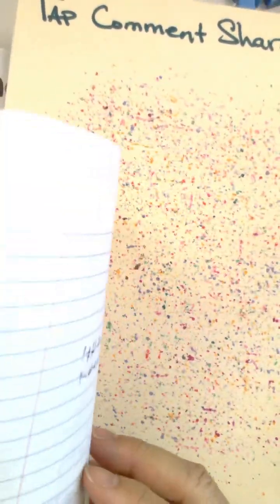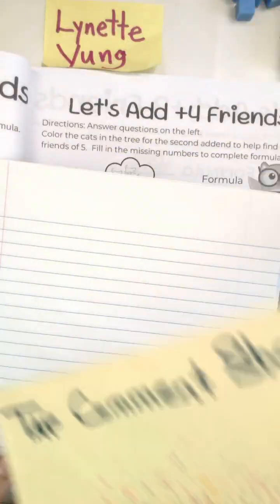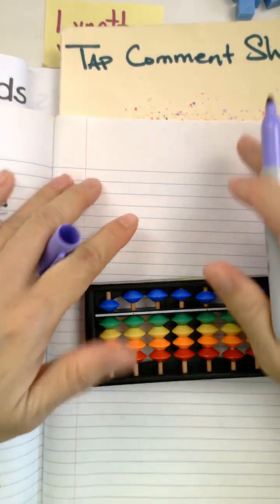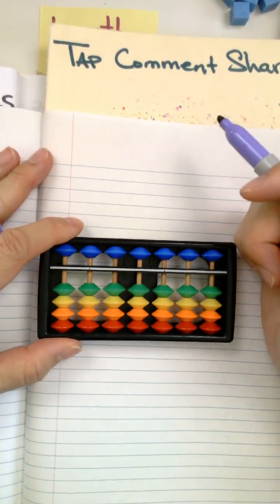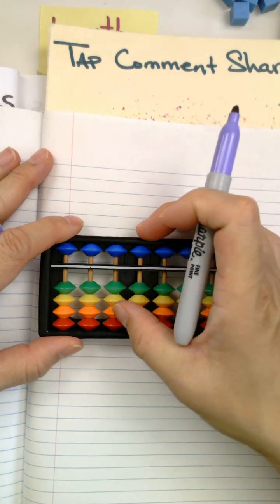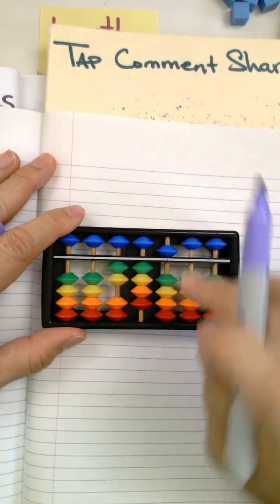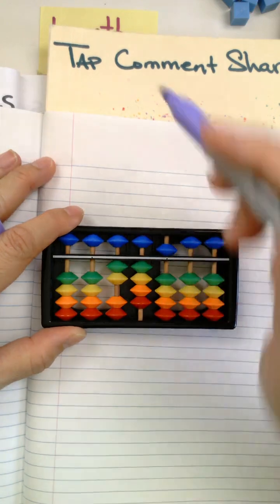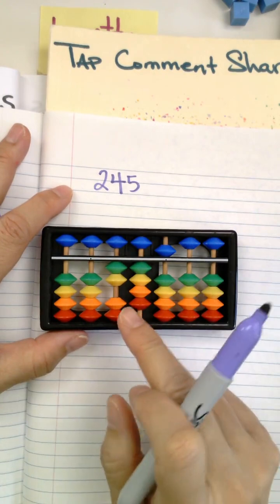So when we're writing, let me write it. I need to find clean paper. So here, just like how we write, we have the number, let's say 245, right? So we have our ones, we have our tens, we have our hundreds. So we have 245. Okay, so let's add another number.